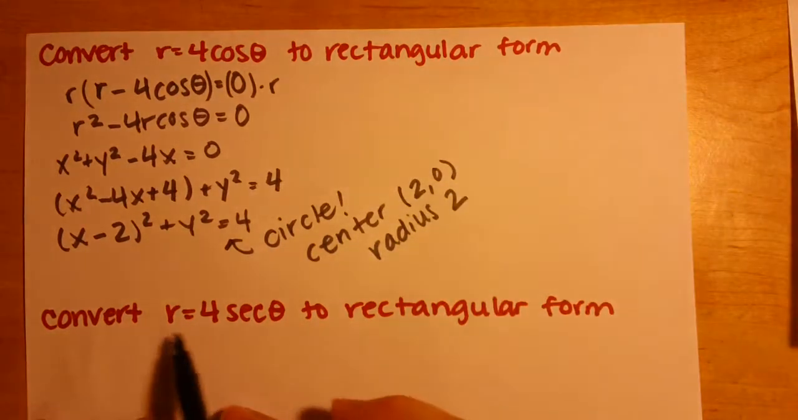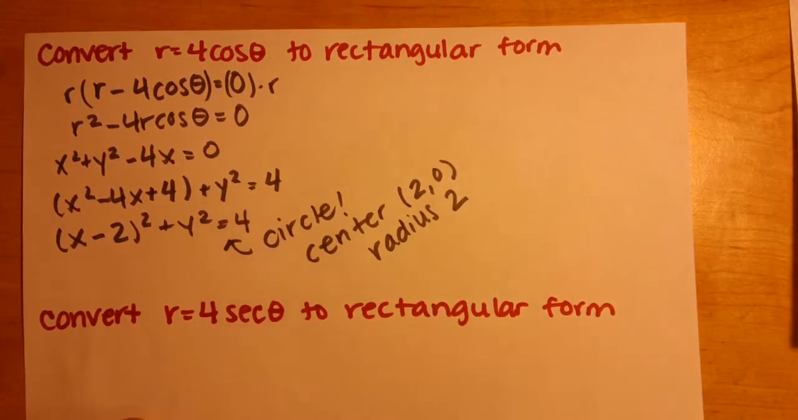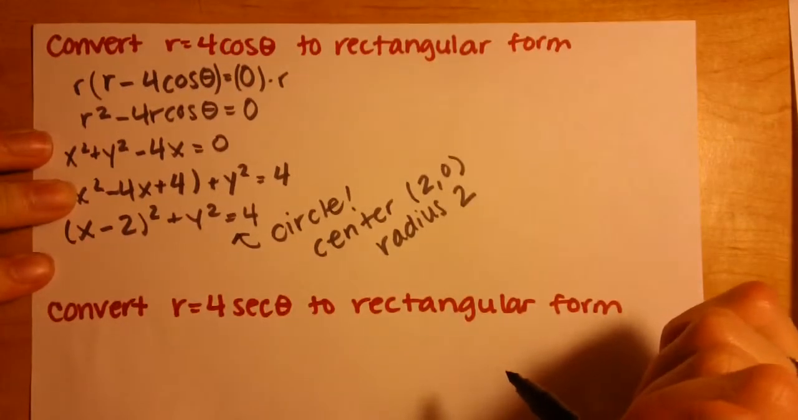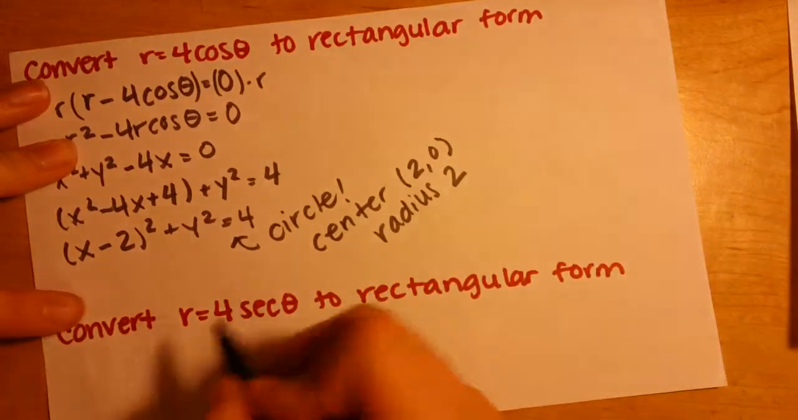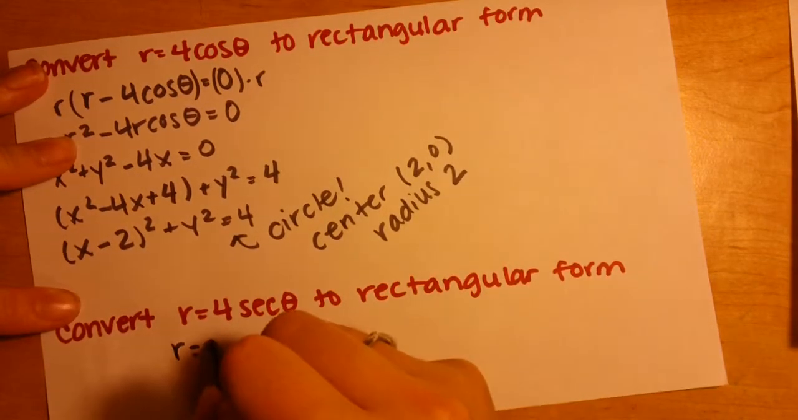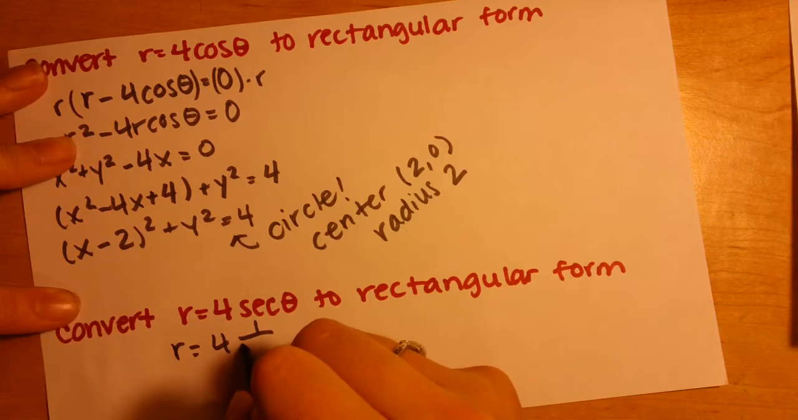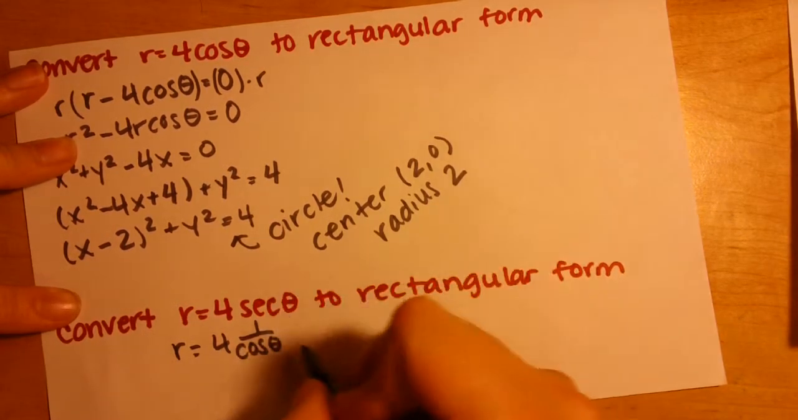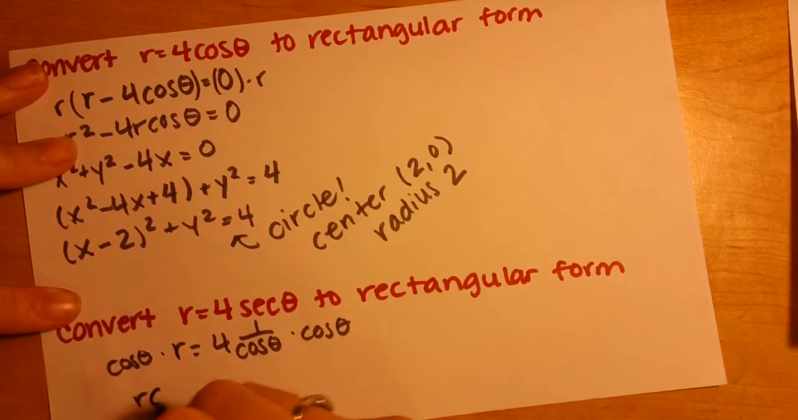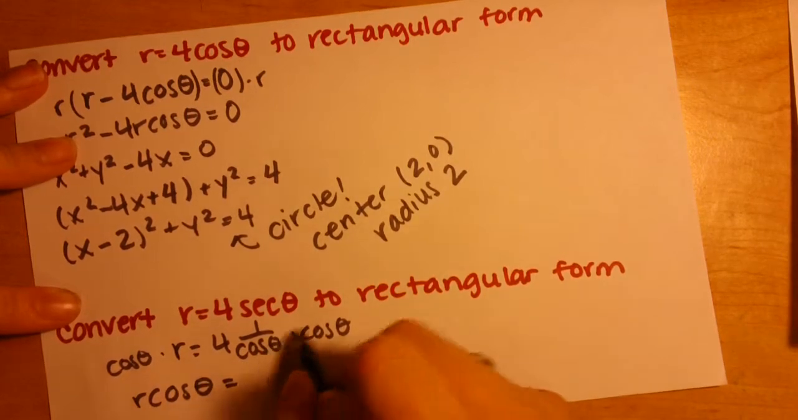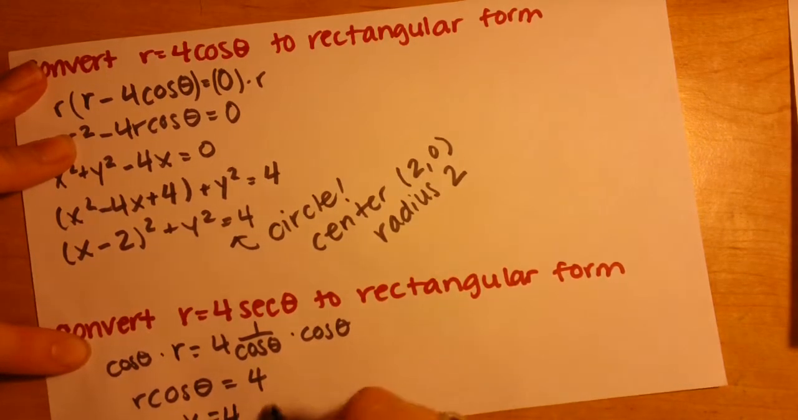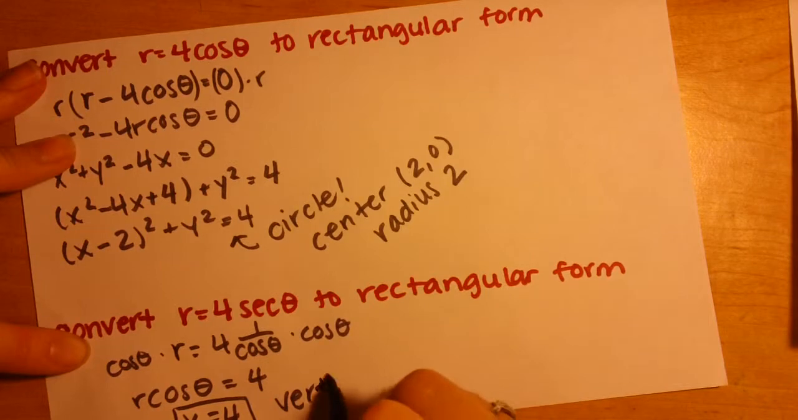So now this last one, we have r equals 4 secant theta. So we want to convert this to regular form, to rectangular form. So I'm going to multiply both sides. I have r equals 4 times 1 over cosine of theta. So I can multiply both sides by cosine. So I have r cosine theta. This cancels out, so I have 4. And then r cosine theta is x equals 4. So you have a vertical line.